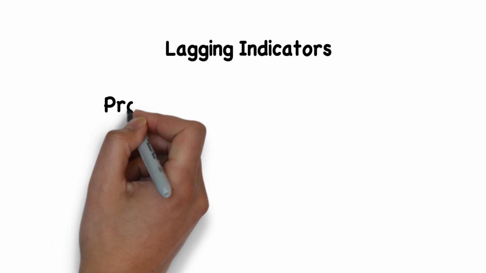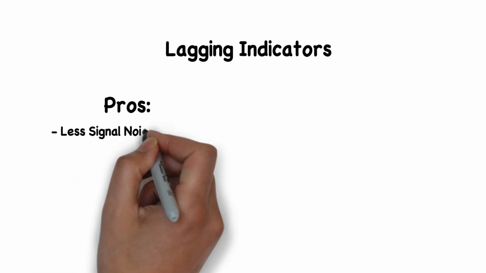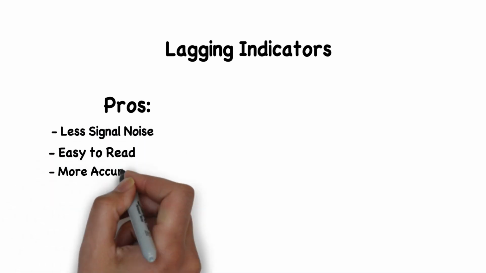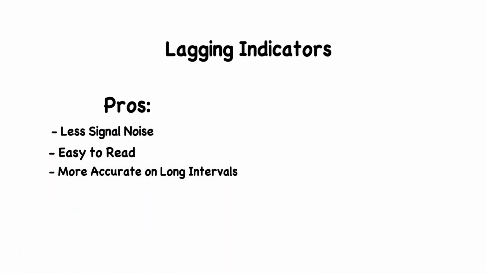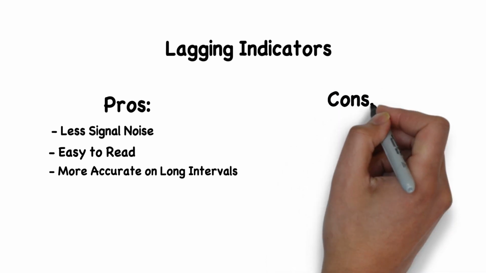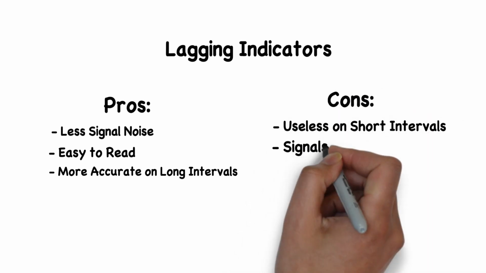Pros for lagging indicators are much less signal noise, easier to read, more accurate on long intervals. Cons are useless almost entirely on short intervals, and the signals are often late, leaving you with bad entries.